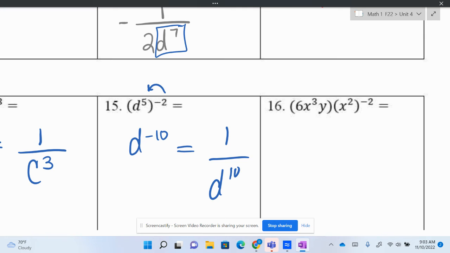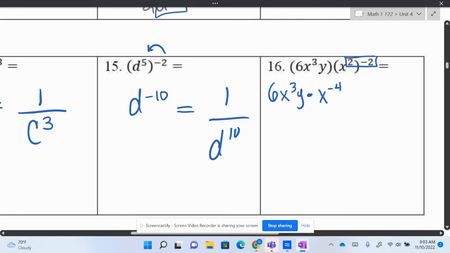So this first parenthesis is not being raised to an exponent on the outside, but the second parenthesis is. So let's take care of this power to a power here. So I have 6x cubed y times, what is 2 times negative 2? What is 2 times negative 2? X to the negative 4. Okay. Is x happy where it is? No, this one's not happy.